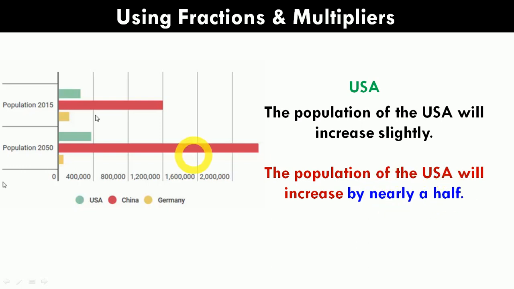So what is the difference over here, guys? In 2015, it is this value. Now what is the amount of change? Half of this, that's the amount of change, the degree of change. So by nearly a half, the population will increase by nearly a half. So instead of writing slightly, which doesn't tell you the specific amount of change, I have written by nearly a half.